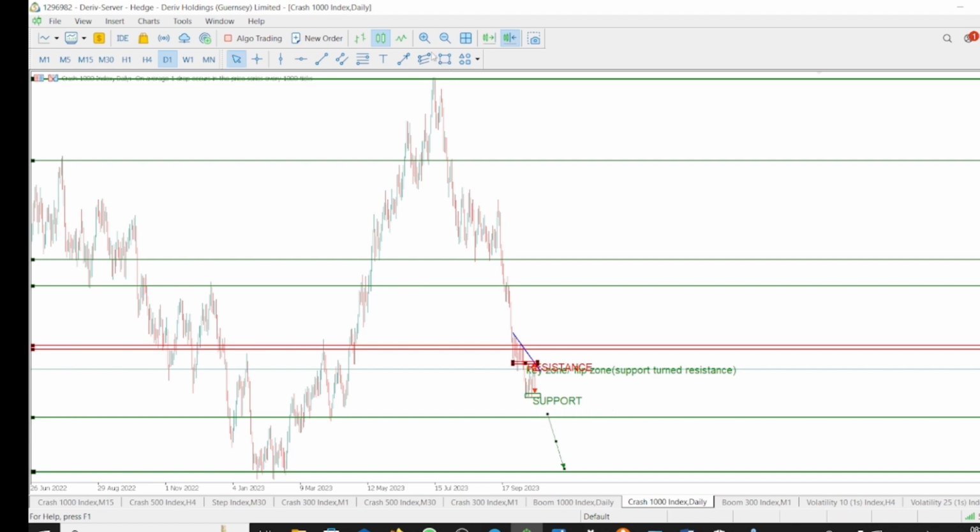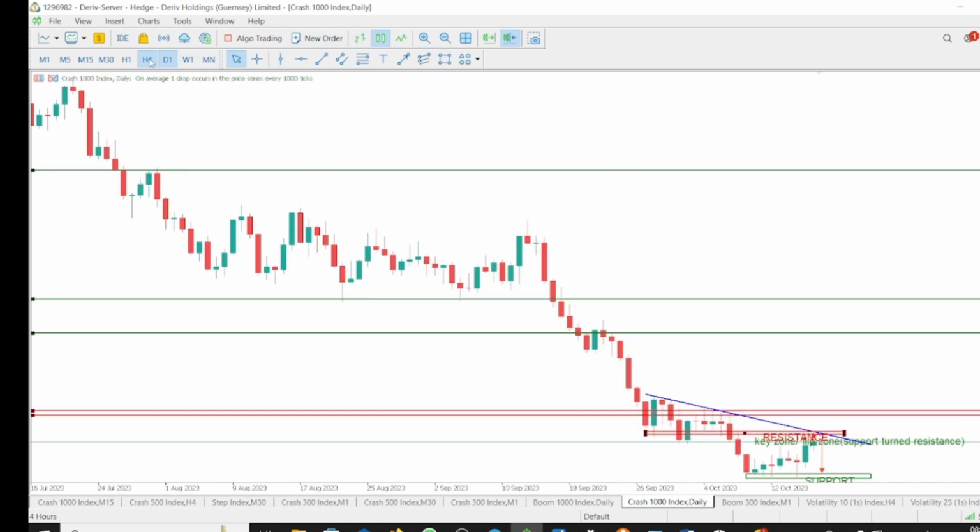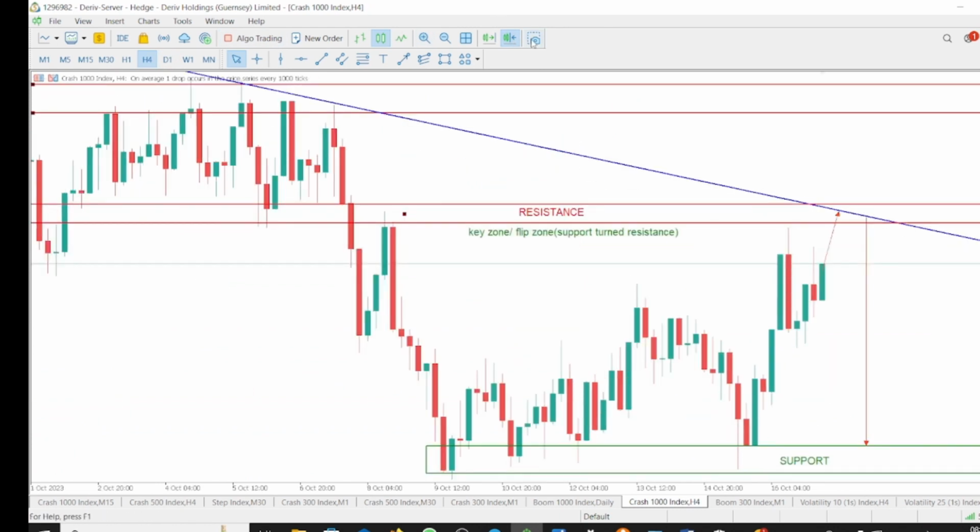I'm assuming that price should continue and reach probably these levels. So in this analysis, I'm going to be using price action, pure price action. We are not using ICT. We're just using price action. So let me go back to our analysis, what I'm seeing now.